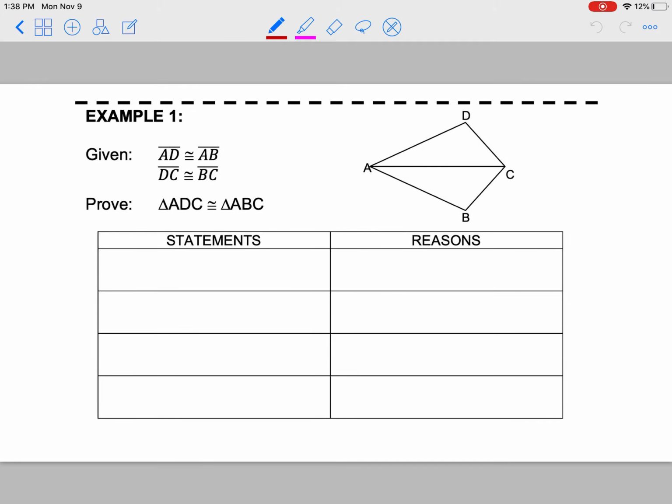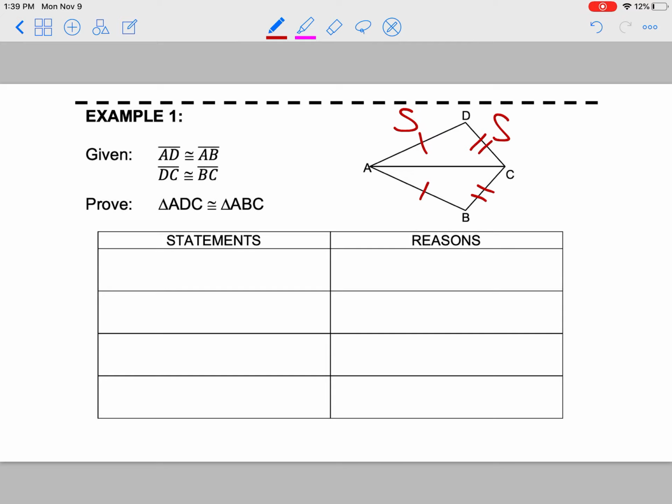So let's practice this. Look at your picture first, like we just talked about. They're giving us that AD is congruent to AB. Well, let's mark that with our tick mark. So side AD is congruent to side AB. And we'll put an S there to mark that that's a side. Then they're also telling us that DC is congruent to BC, so let's mark that.